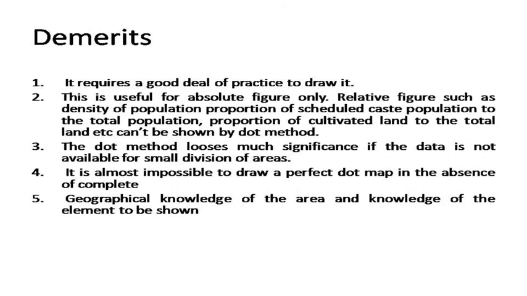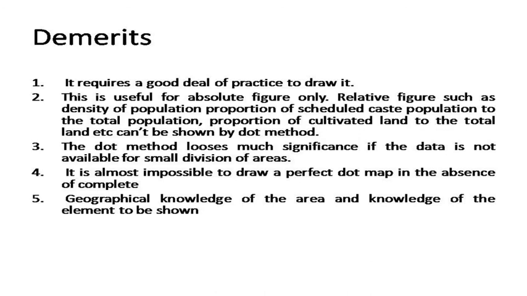These are the demerits of the dot method. It requires a good deal of practice to draw it. This is useful for absolute figures only. Relative figures such as density of population, proportion of scheduled caste population to the total population, proportion of cultivated land to the total land, etc., cannot be shown by dot method.